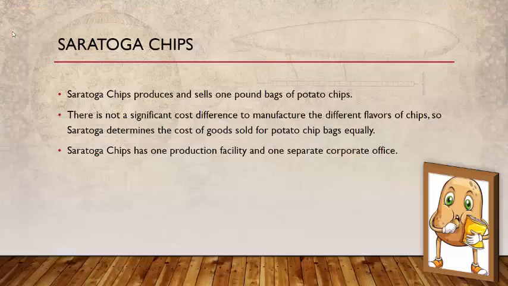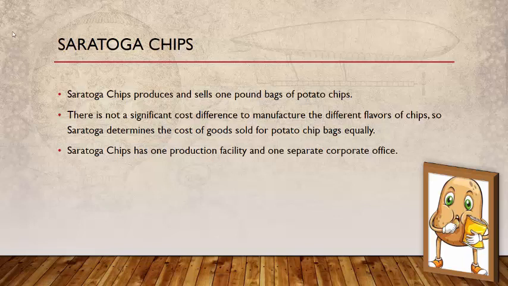The company we're going to be preparing a master budget for is called Saratoga Chips. And Saratoga Chips is going to produce and sell potato chips. They only sell one size of potato chip bag, 1 pound bags. And even though they make different flavors, there's not a significant cost difference to manufacture these different flavors. So we're going to determine our cost of goods sold for all potato chip bags equally.